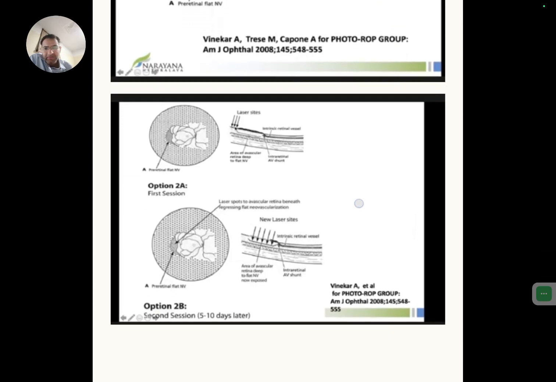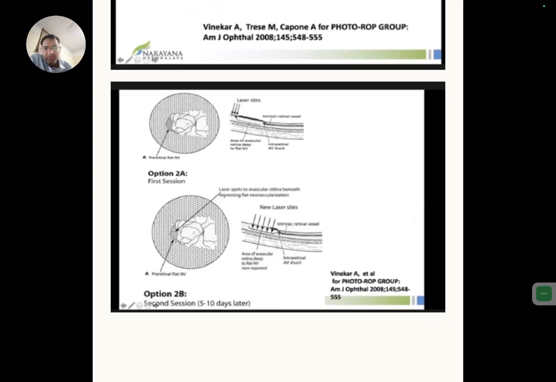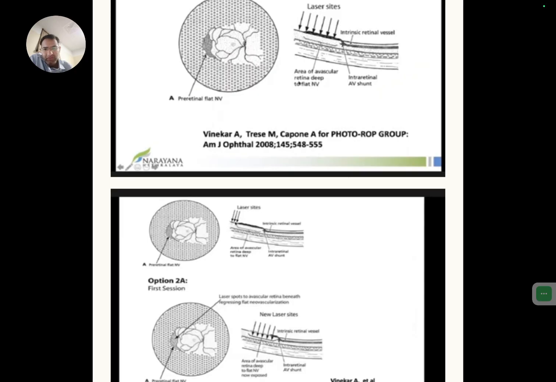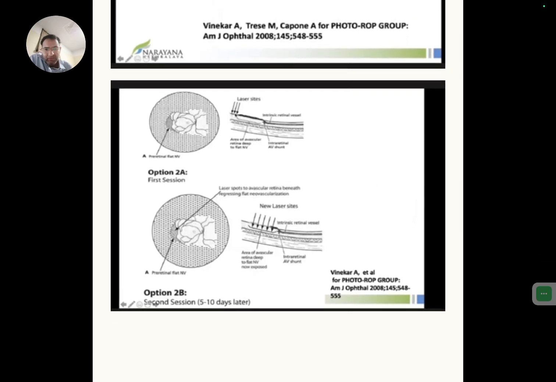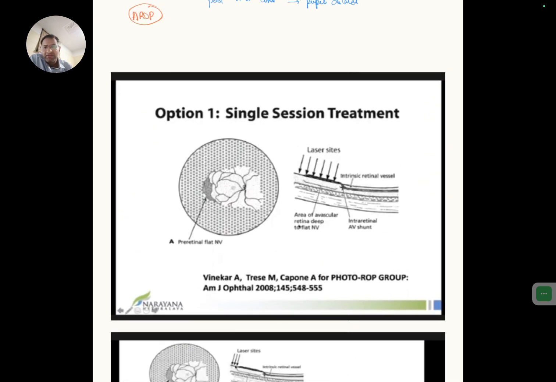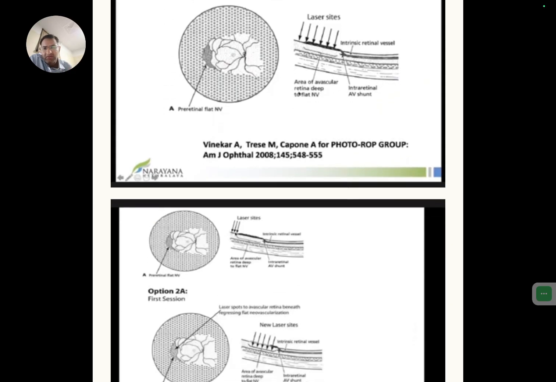What is the second option? In the second option, we laser only beyond that neovascularization area. We let that neovascularization regress more, and the second laser we add on at the second sitting, 5 to 10 days later. In the first single session treatment, we laser directly on the neovascularization area also.